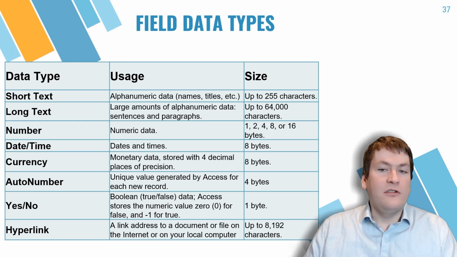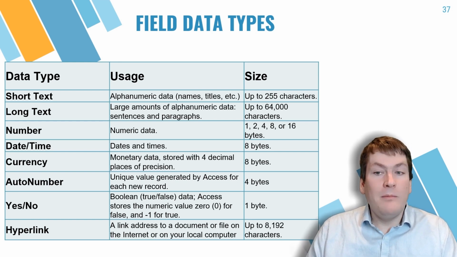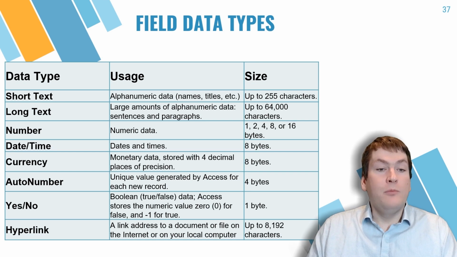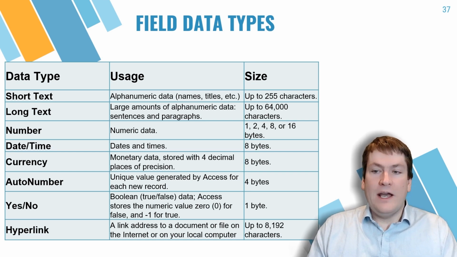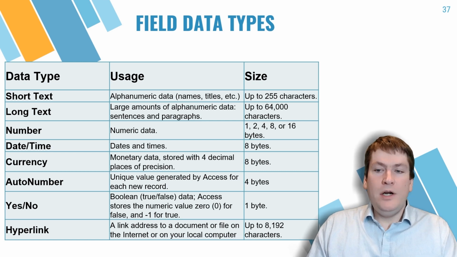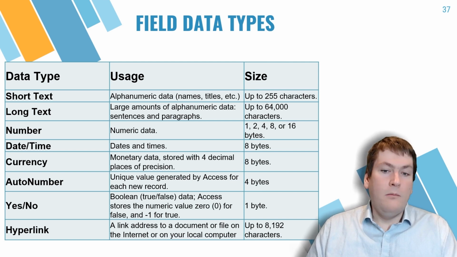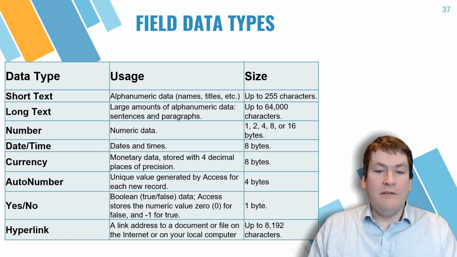So short text is just going to be plain text. That means it doesn't have any formatting, and it's up to 255 characters. There's also long text, which will store much longer lengths of plain text, up to 64,000 characters. We have number, which stores numeric data, so that could be whole numbers or decimal numbers. We have date and time for dates or times. We have currency for monetary values. We have AutoNumber, which is a bit of a special case we'll be getting to later.